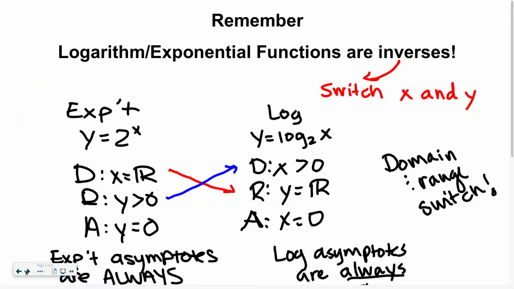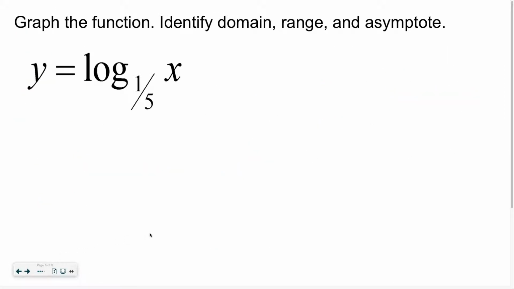I don't want to overload you with too much today because I want you to feel confident going in tomorrow with transformations. Like, okay, I'm going to do this. So let's do one with a fraction base because everybody loves fractions, and they will be sad if I left them out.